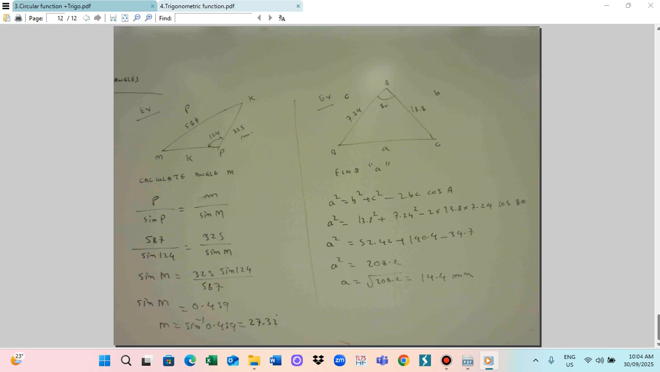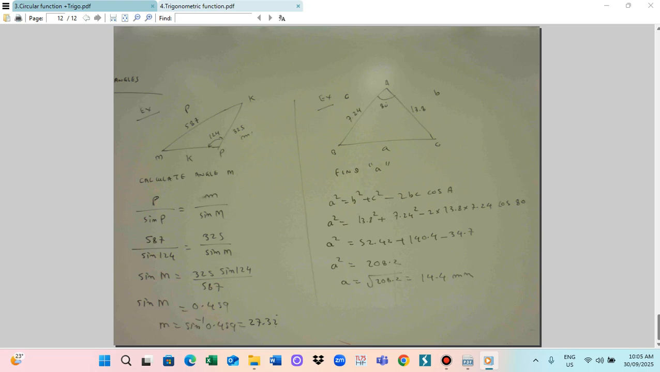So the sides are given here. This angle is 80 degrees. The sides are 7.24 and 13.8. So this is A, B, C. Opposite to A is a. So this is also B and this is C. So this is the angle A.